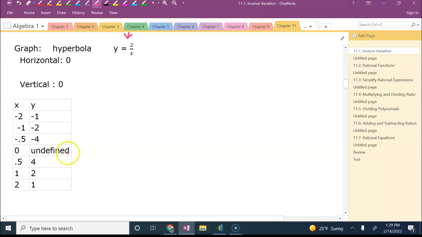0, they have written undefined. That's because if you put a 0 in for x here, and you try to take 2 divided by 0, you're not going to be able to do that. We can't divide by 0. It's actually mathematically impossible for that to happen. So you'll never be able to divide by 0, which is why they write undefined here.